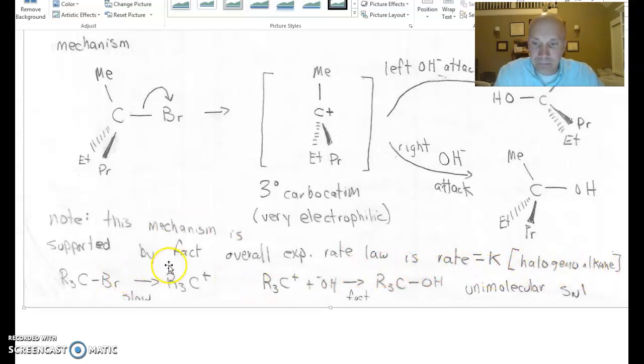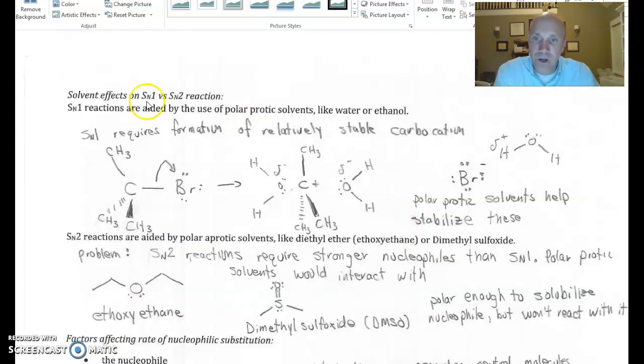So if you were to come up with a mechanism, this step right here is the slow step, this step right here is the fast step, and this species would be the only thing that shows up in the rate equation. So what are some things that affect whether an SN1 reaction or an SN2 reaction occurs? First is going to be the effect of the solvent.